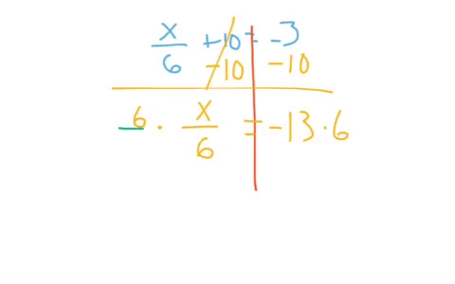Technically, you could think that that's one big fraction bar, and since there's the same thing in the numerator and the denominator, they cancel. So I'm left with x equals negative 78.